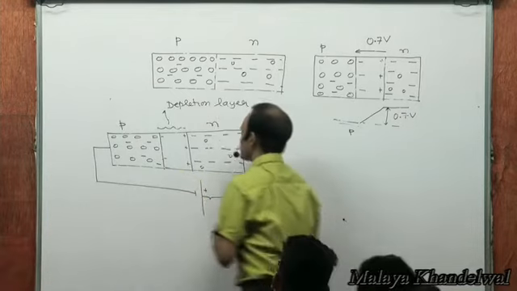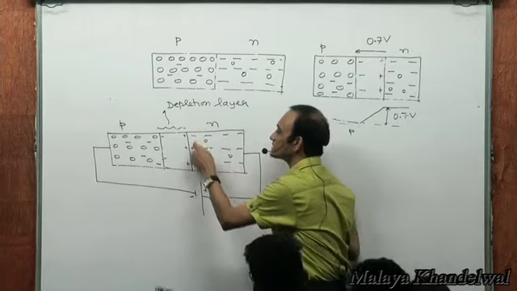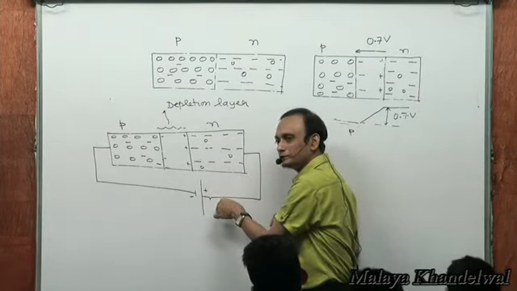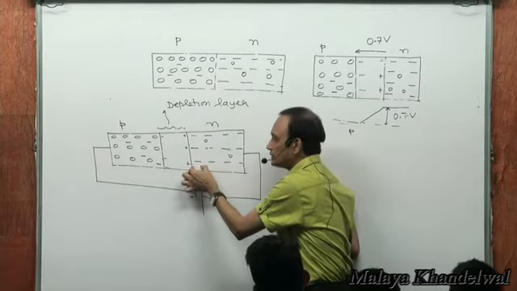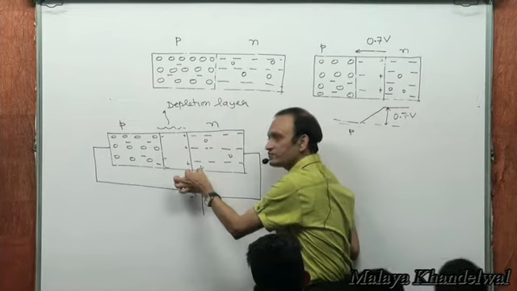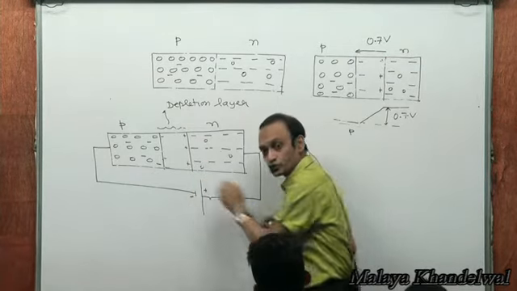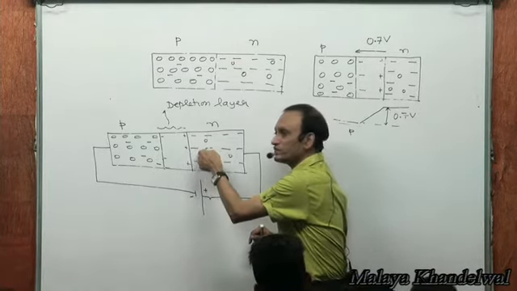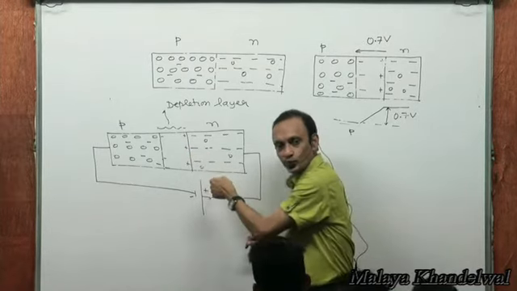Now this positive terminal will start to pull these electrons towards itself, right? Therefore there will be more and more positive layers developed here, right? These electrons will start to get pulled towards the positive terminal of the battery, will get attracted to the positive terminal of the battery, right? So this region will shift to the right. This positive layer will shift to the right, yes or no?